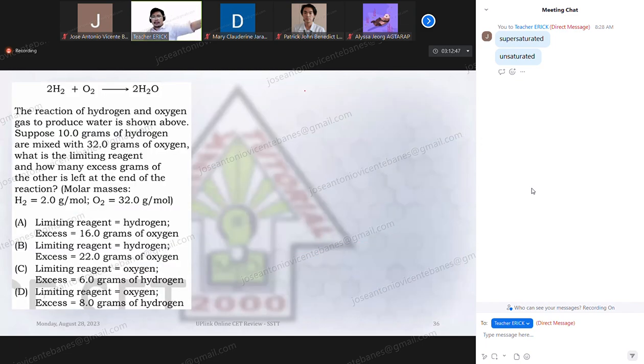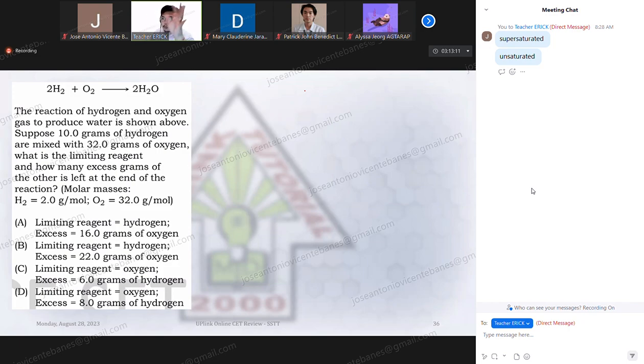Now, to give you an example, the reaction of hydrogen and oxygen gas to produce water is shown above. Suppose 10 grams of hydrogen are mixed with 32 grams of oxygen. What is the limiting reagent and how many excess grams of the other is left at the end of the reaction? The molar masses: H2 is 2 grams per mole and oxygen is 32 grams per mole.